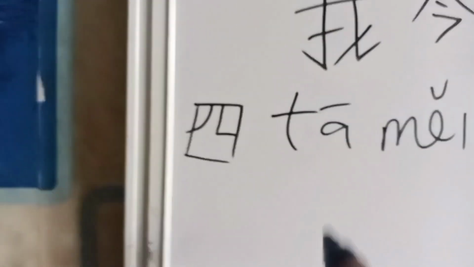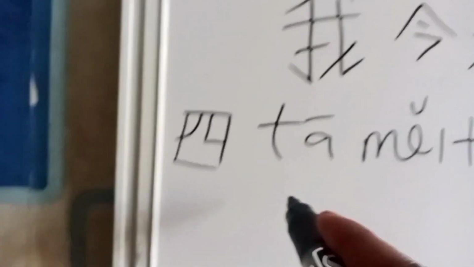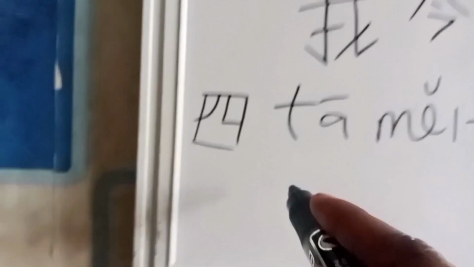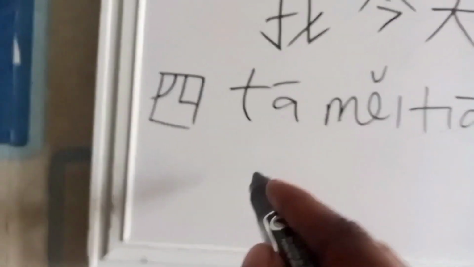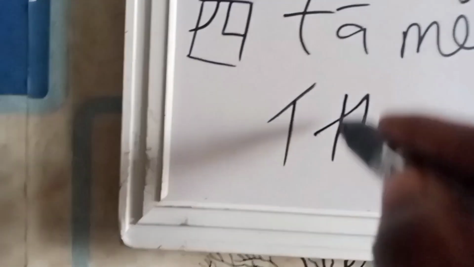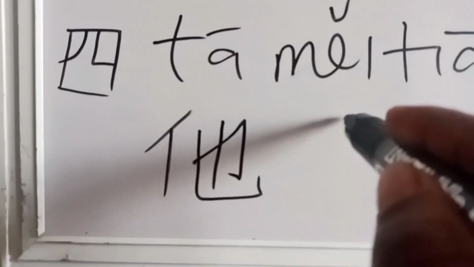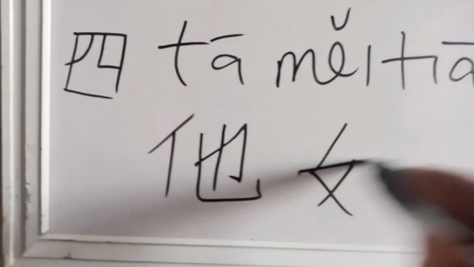Then here, ta. Now this ta is the same word they use to say he, she, it. So here you won't know if I'm talking about a man or a woman. You won't know if it's a boy or a girl. So the way you know is the character. If it is male, if it's a boy, you say ta, it will be this ta. Did you see me? If it is a girl, if it's female, it will be like this.